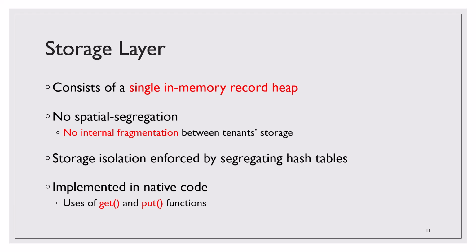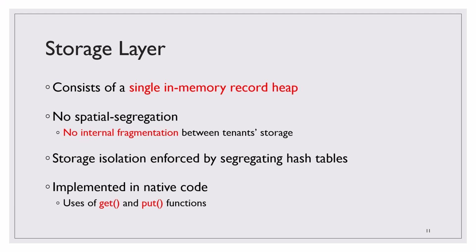Now we'll go over the storage layer. The storage layer is a simple layer, fairly easy to understand. It consists of a single in-memory record heap upon which all users' records are allocated. Users can have records that are intermixed in different sizes and arbitrary granularities.